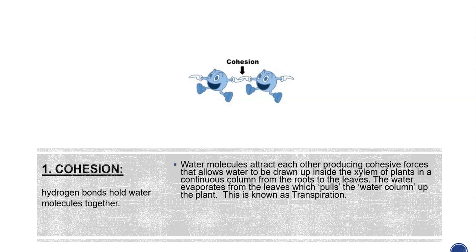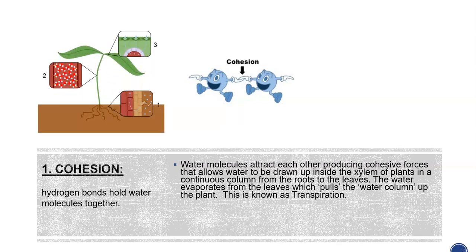So water molecules attract each other, producing cohesive forces that allow the water to be drawn up the inside of the xylem of plants in a continuous column of water from the leaves down to the roots. So basically what's happening is water evaporates from the leaves of plants, and that causes this continual column pull of water from the roots up the stalk and out the leaves. Okay, we call this process transpiration, and it's a continuous column of water. When that breaks, we end up with plants wilting. Okay, but cohesion causes that drag of water up through the plants.